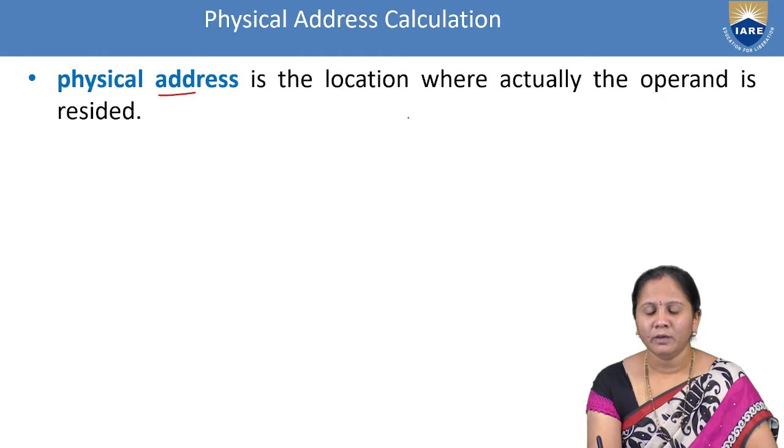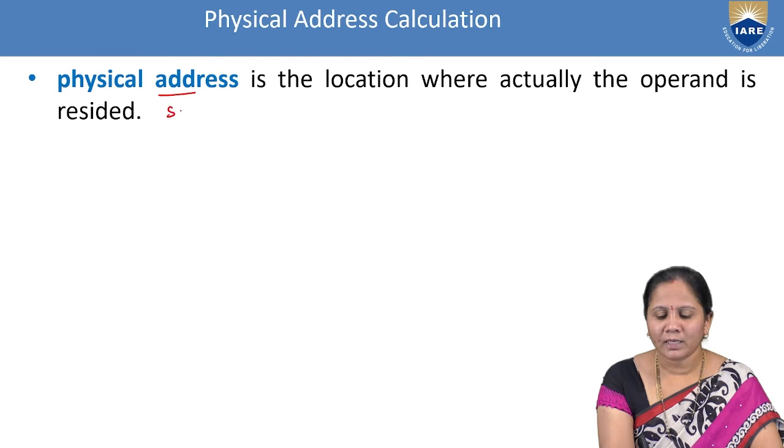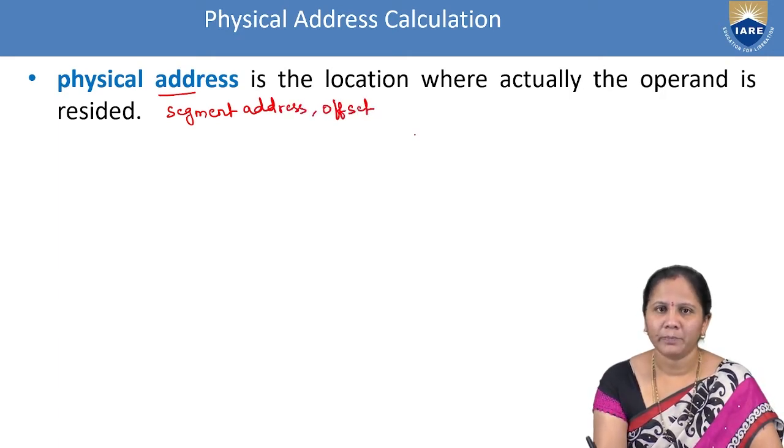Physical address is the address where the operand actually resides. Generally, in order to calculate this physical address, we require a segment address and an offset address. So to calculate the physical address, a segment address and an offset address are required.